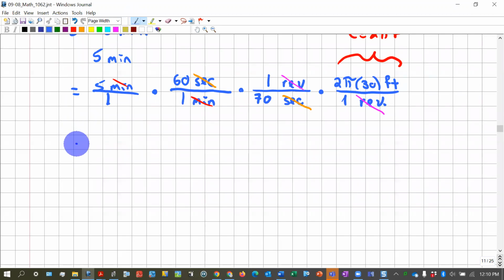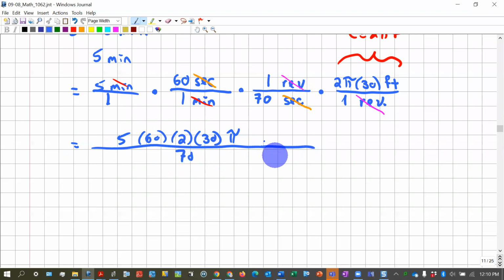If you want to, you can just write all of the factors in one fraction so you can see them. I might put the 30 first and then the pi. And our answer is in feet, which is in the numerator, which we could figure out the fraction part if we wanted to, or we can type it out.